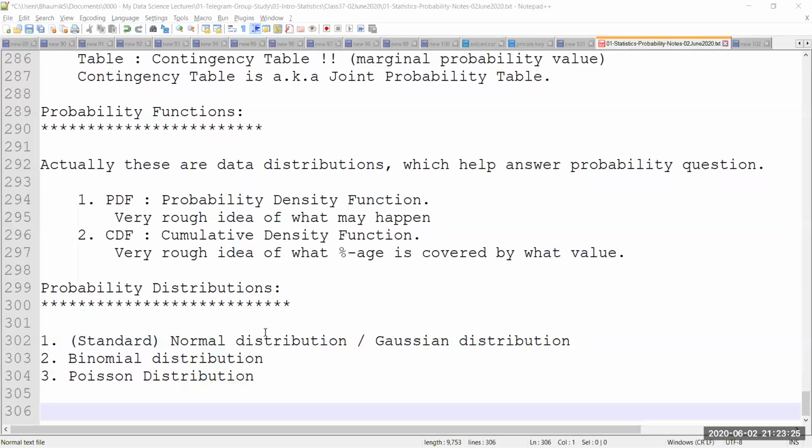Probability distribution, by definition, is a total listing of various values a random variable can take, along with the corresponding probability of each value.